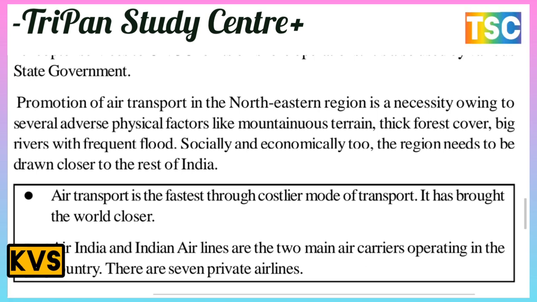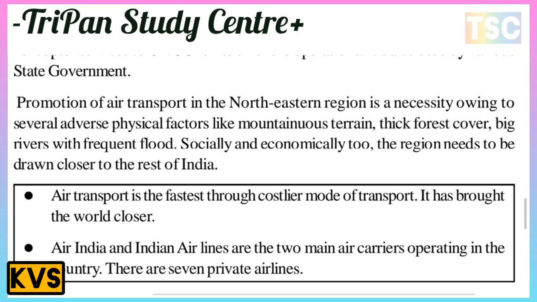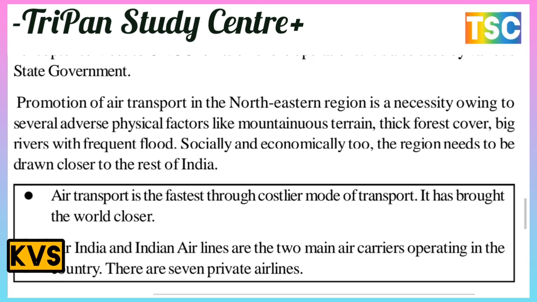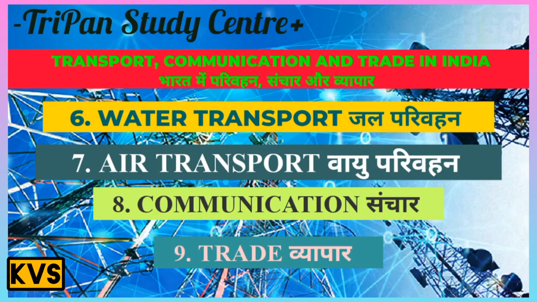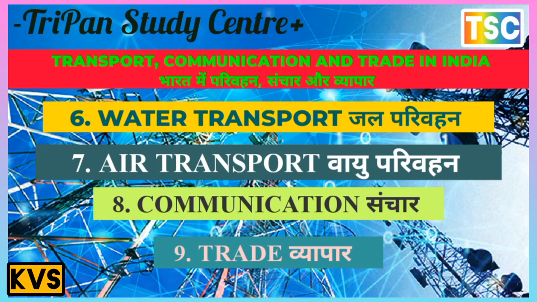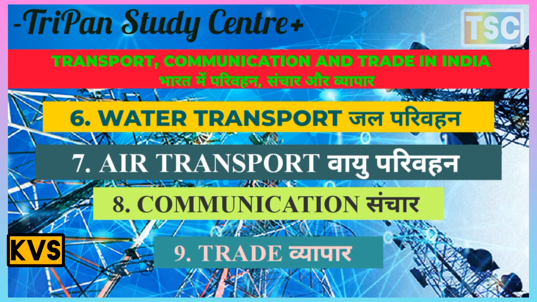The most important point to note here is that air transport is the fastest mode of transport. Air India and Indian Airlines are the two main air carriers operating in the country, and there are seven private airlines here. The next topic is communication.